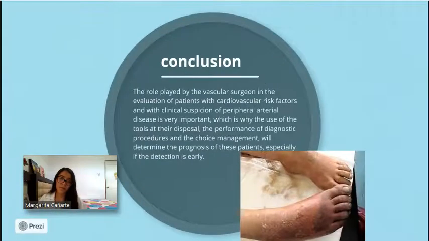And conclusions. The role played by the vascular surgeon in the evaluation of patients with cardiovascular risk factors and with clinical suspicion of peripheral arterial disease is very important, which is why the use of the tools at their disposal, the performance of diagnostic procedures and the choice of management will determine the prognosis of these patients, especially if the detection is early.